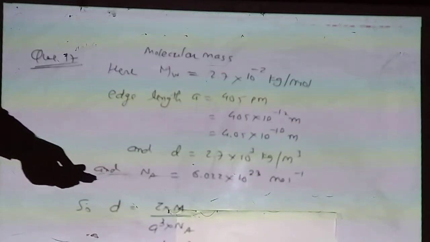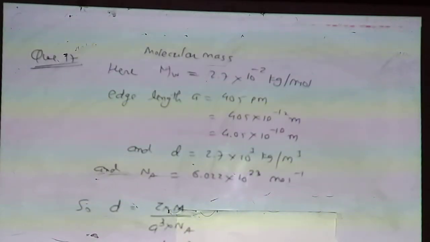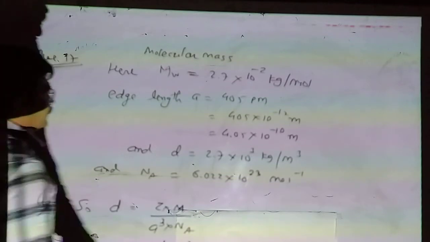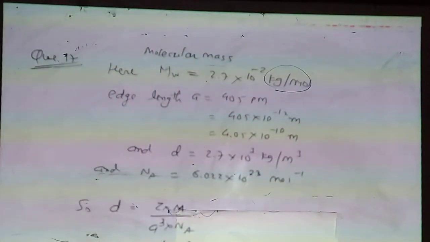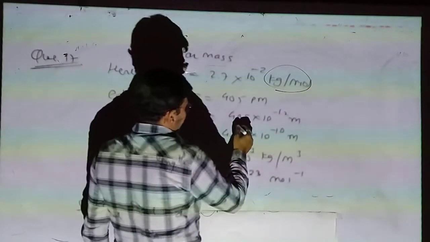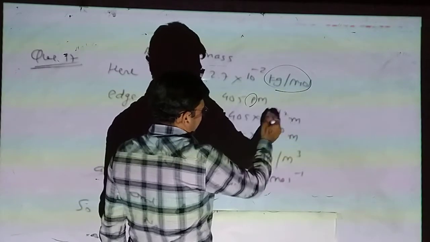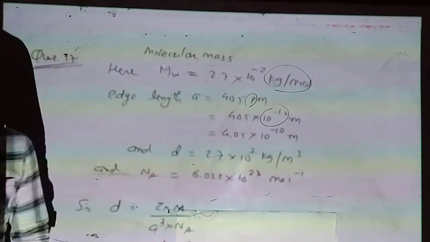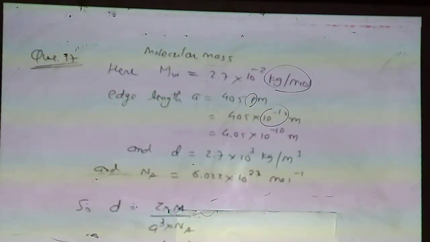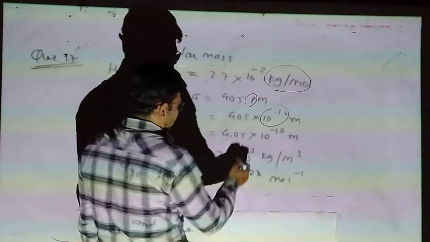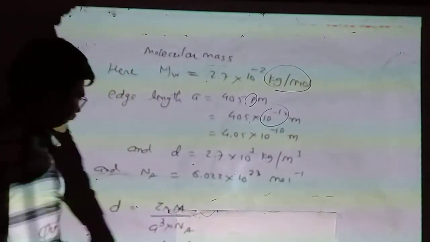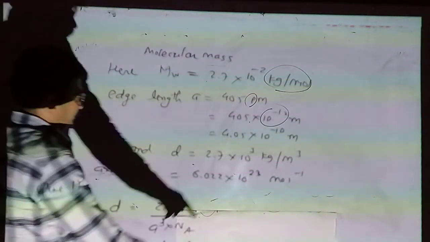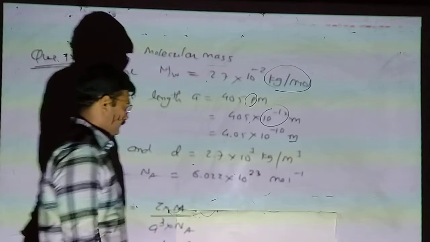Here molar mass is given as 2.7 × 10^-2 kilogram per mole in MKS. Edge length is given as 405 picometer. So we remove pico, and there will be 10^-12 instead of pico. Moving the point two digits to the left, there will be 4.05 × 10^-10 in meter.